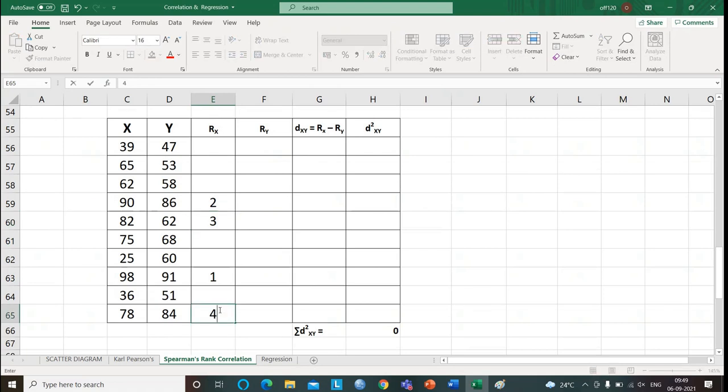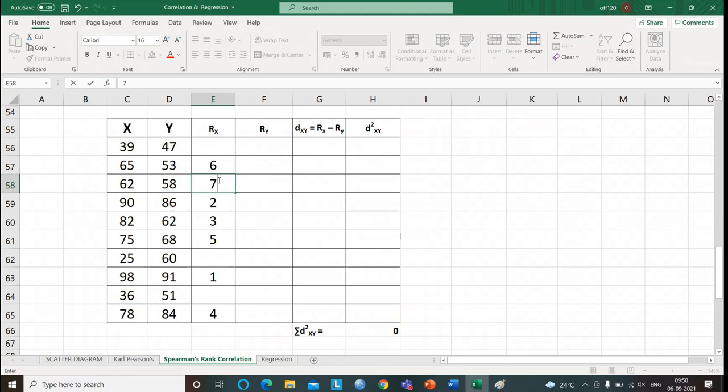So 78 comes to the rank 4, and 75 is fifth rank. After the 70s, let us move on to the 60s. So we have two values over here, the sixth rank and seventh rank.